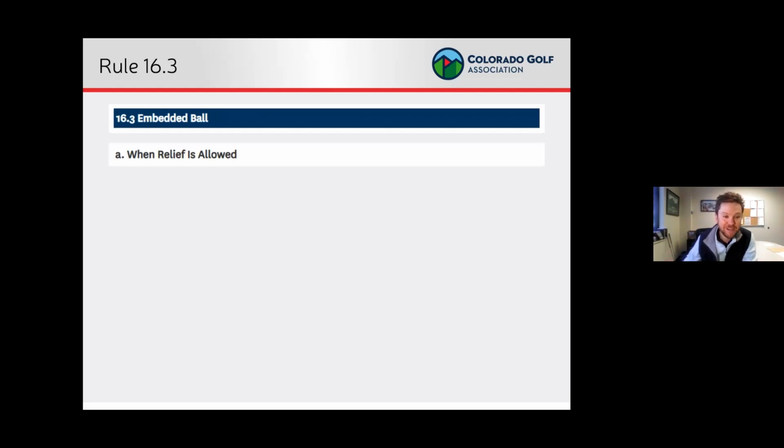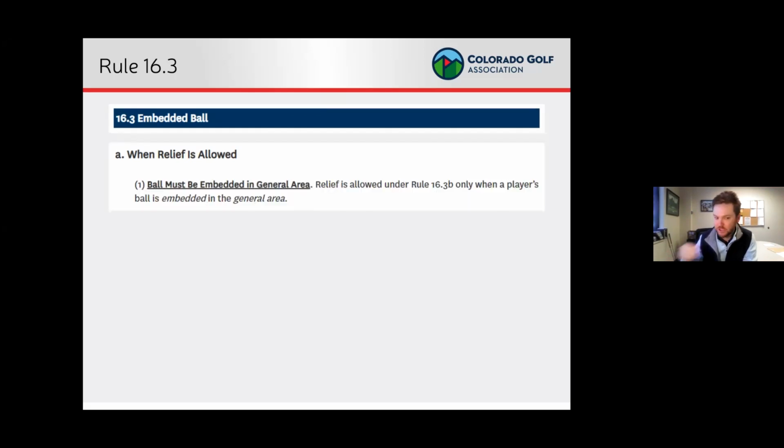So in 16.3a, we have when there's relief for an embedded ball. And this is a good rule. It's got good pictures and it does a good job of showing us when it's allowed. Because when relief is allowed, a ball must be embedded in the general area. So we're isolating, it must be in the general area. So if it's embedded in a penalty area, no.